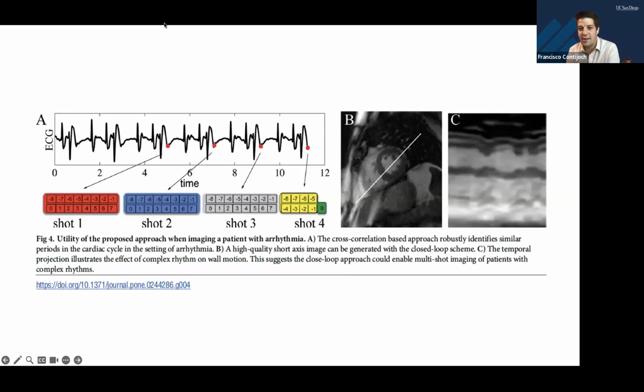I think for interventions, this has a slightly different flavor where it allows you to maybe get the best of both worlds and not have to stop and do a multi-shot scan, but to do it in a live setting. And that's what we're working on here now.